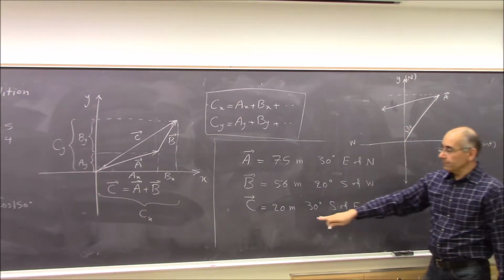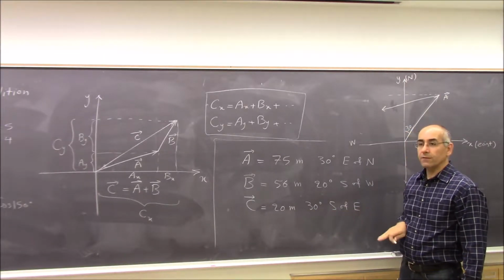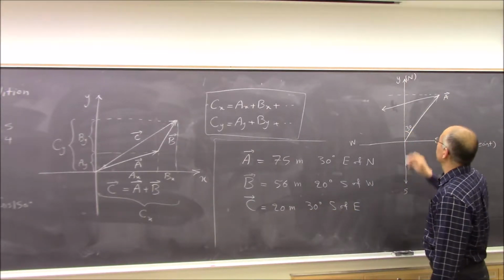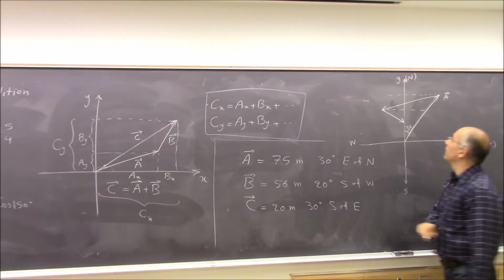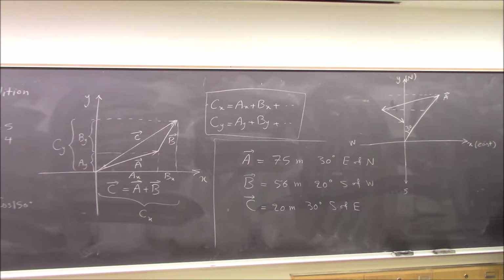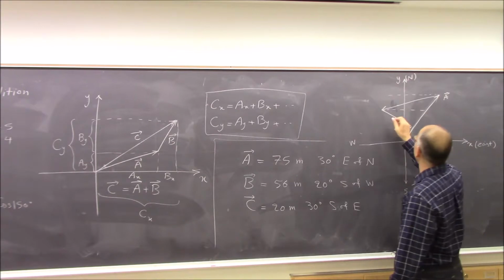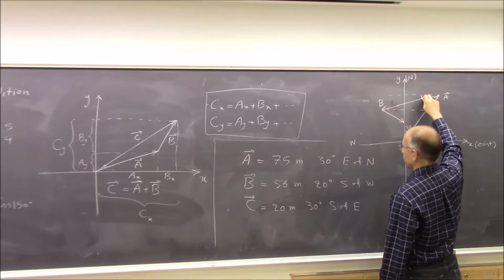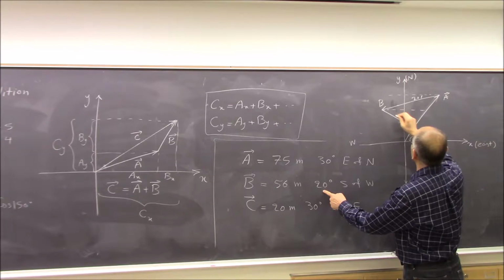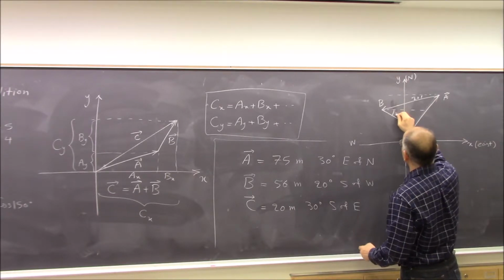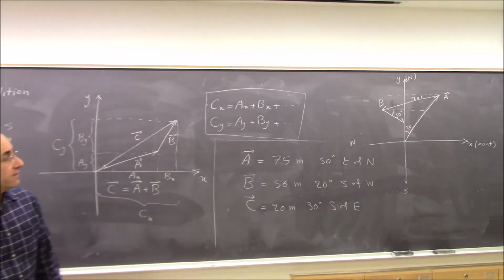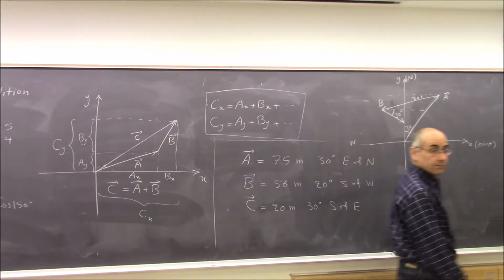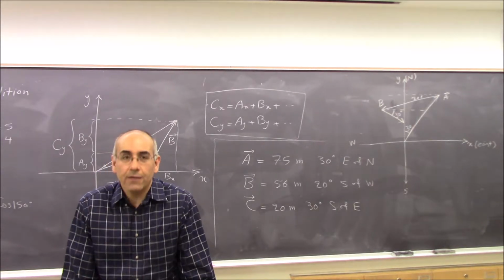And then 20 meters, 30 degrees south of east. And from here, east is this way, 30 degrees south is this way. I don't know whether it comes to the y-axis or not, we have to figure that out. So that's B, and this is 20 degrees, and that's C, and this is 30 degrees. And so we want to add these 3 displacements. So how do we add? First find all the components, right? How do you find the components?